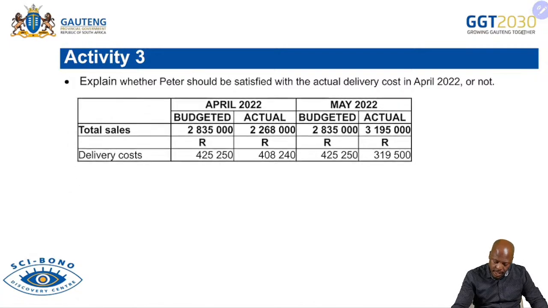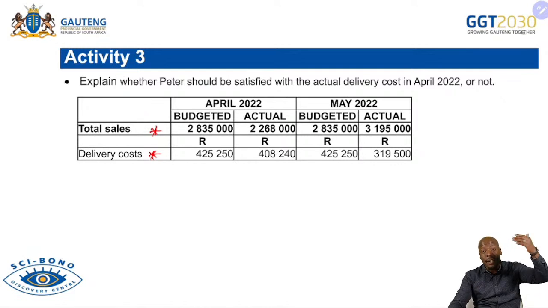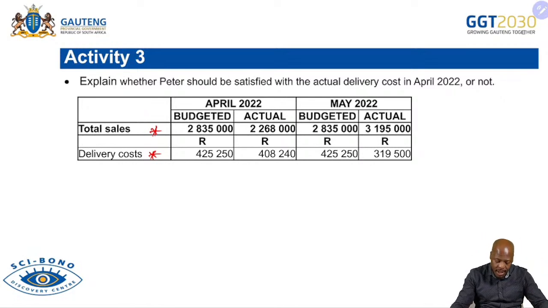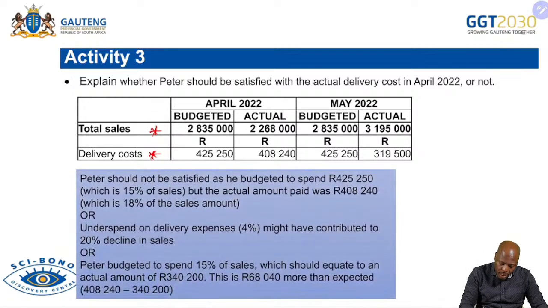Let's see. Here is the delivery cost. So we are going to compare our delivery cost with our sales. We cannot just comment on delivery cost in isolation. We have to relate our delivery cost together with our total sales, because we can't be having an increase in delivery cost, yet a decrease in our total sales. So we want to see the relationship between our delivery cost and our sales. Point number 1: Peter should not be satisfied as he budgeted to spend 425,250. So he had budgeted to spend this, which is 15% of sales. How do you know that?